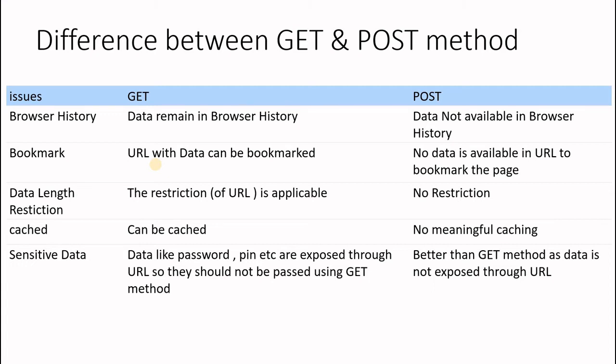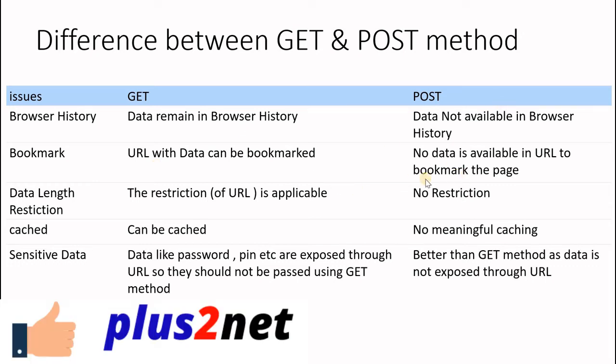So if you want to send a friend a link after submitting some data, you can send the link and they can bookmark it. But with the post method, no data is available in the URL, so you can't bookmark it. There is a length restriction when sending by get, but when using post, there is no such restriction. A get request can be cached, whereas there is no meaningful caching in the post method.